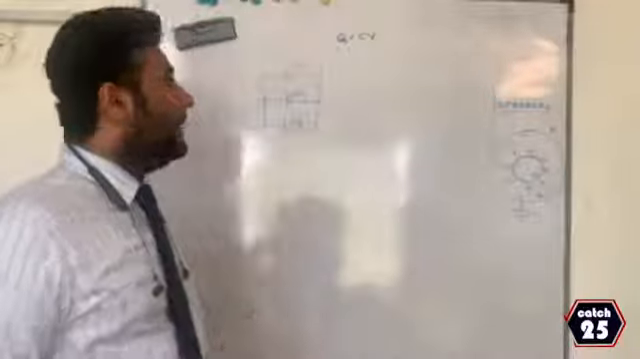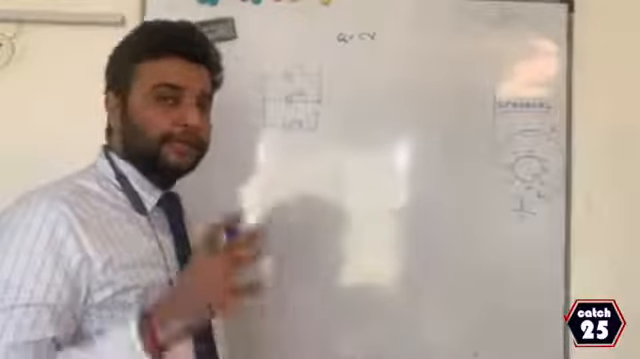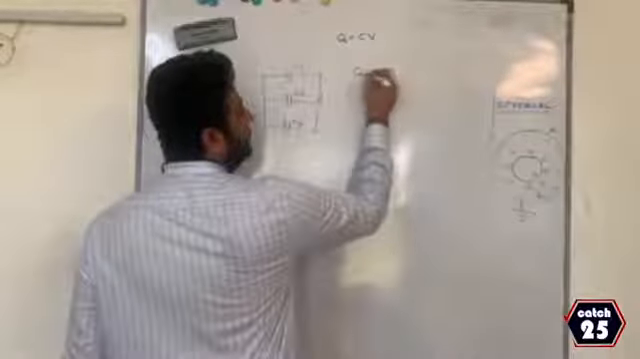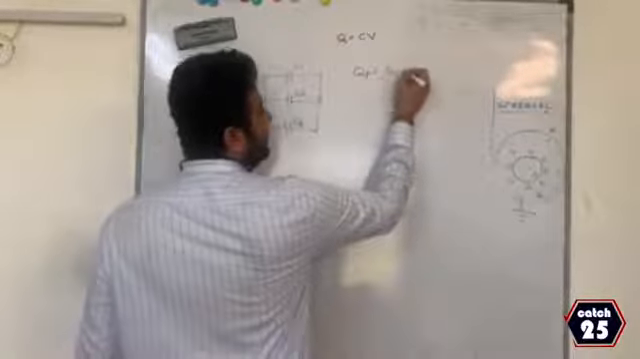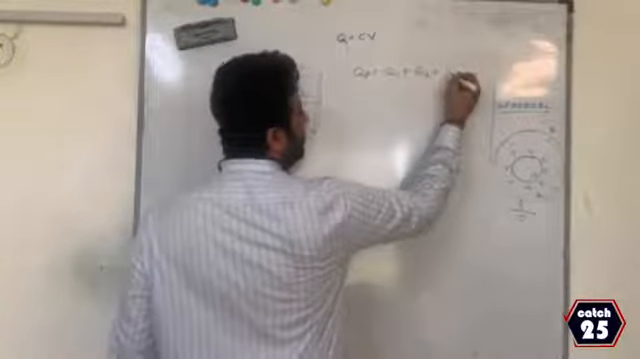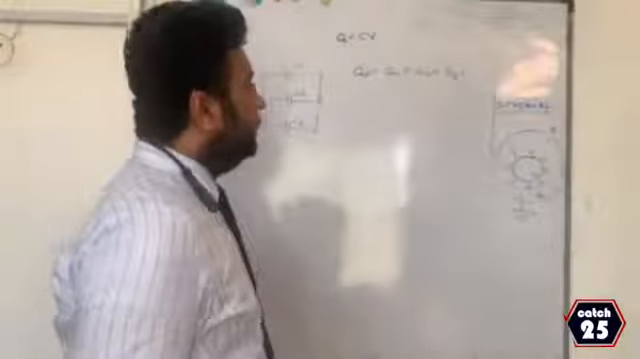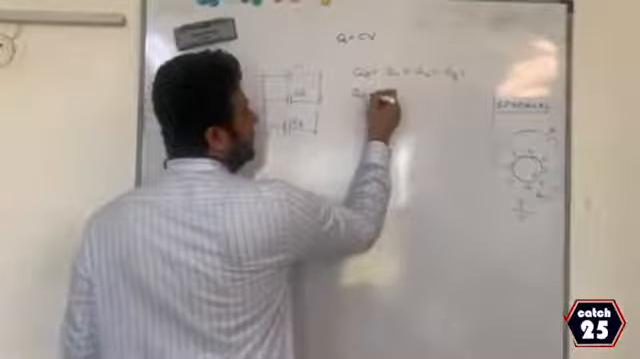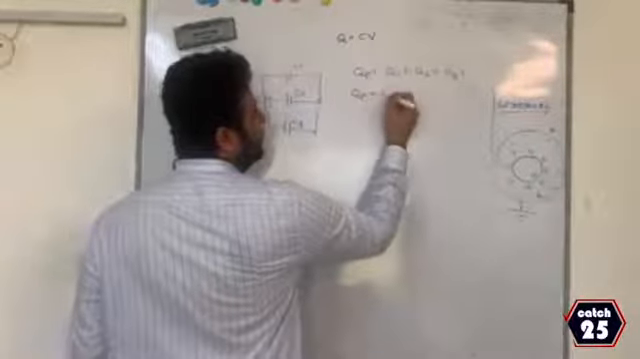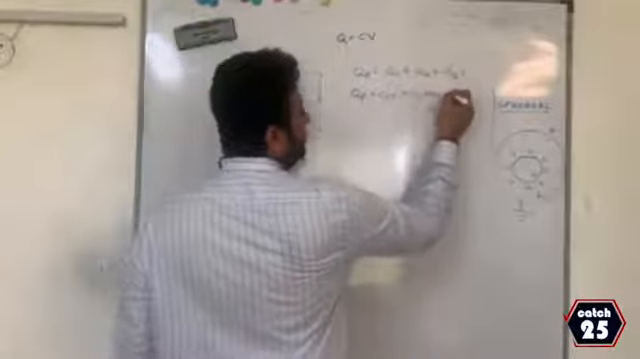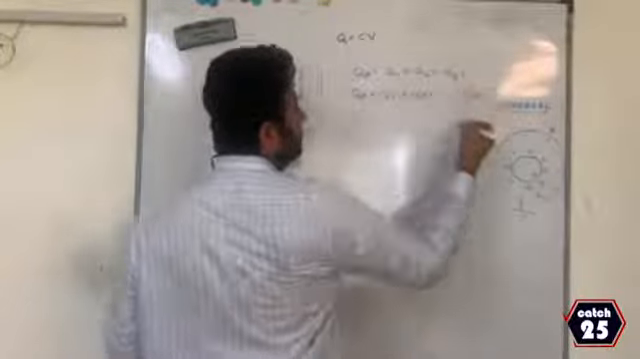Now you know in parallel what happens? In parallel charge adds up. Therefore, can I say total charge in parallel is charge 1 plus charge of condenser 2 plus charge of condenser 3 and so on. If I want to simplify, I have charge in parallel, Qp is equal to C1V plus C2V plus dot dot dot CnV.